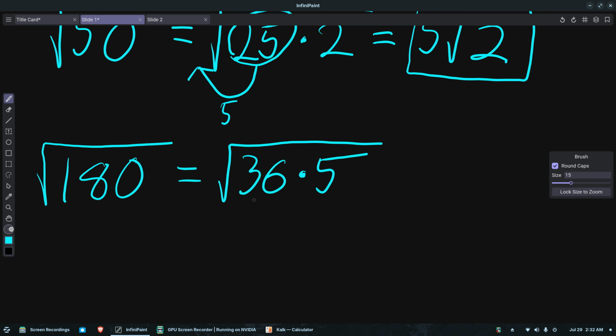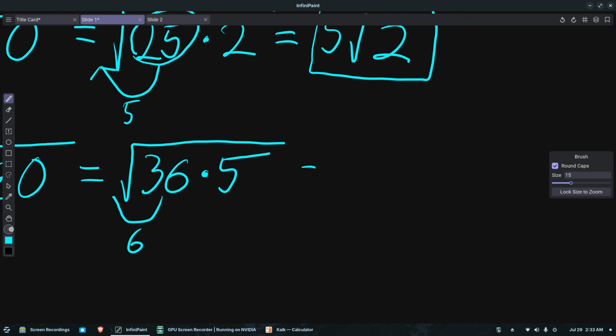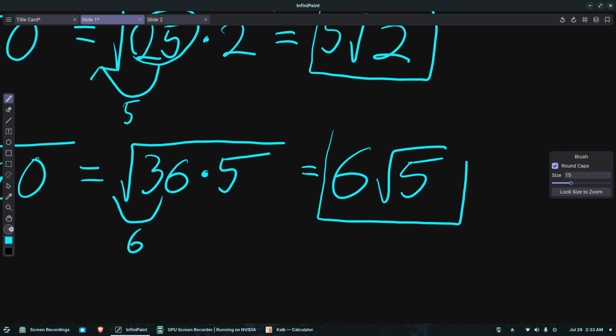And now we move this 36 out onto the other side, and when we do that, it's going to become 6 because the square root of 36 is 6. So then we write 6 here, and then we leave 5 in the radical because that can't really be simplified any further. And our final answer is 6 root 5.